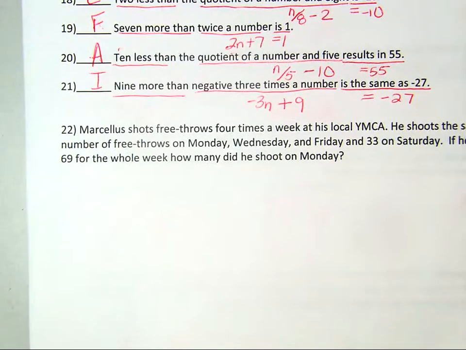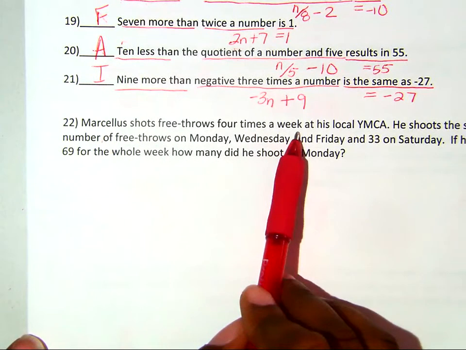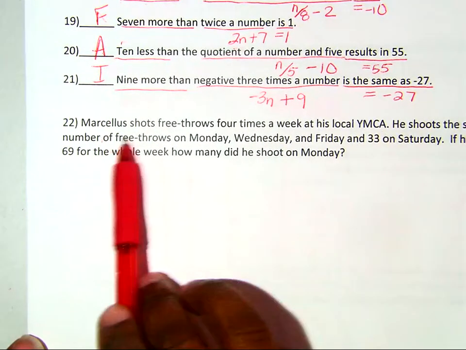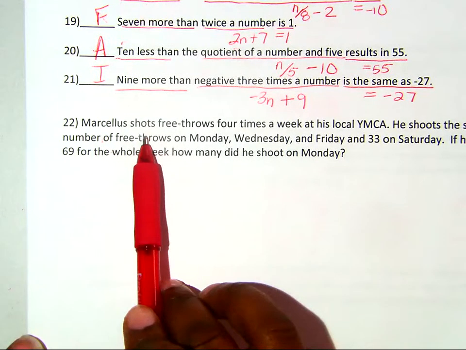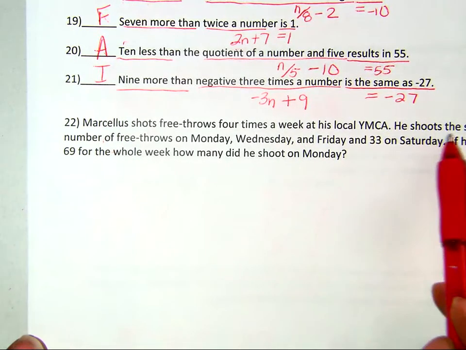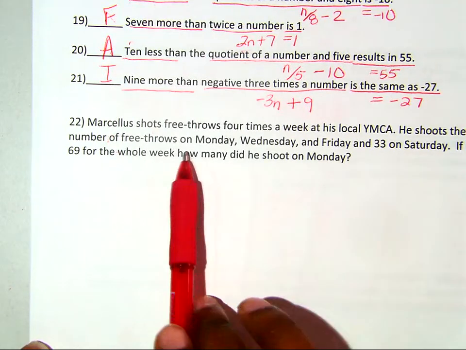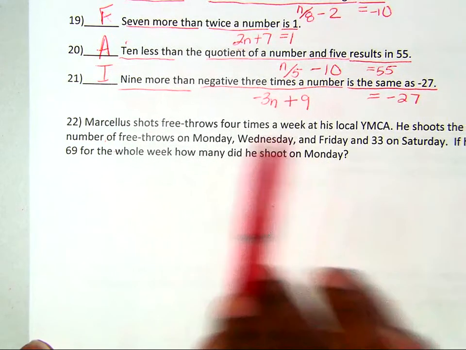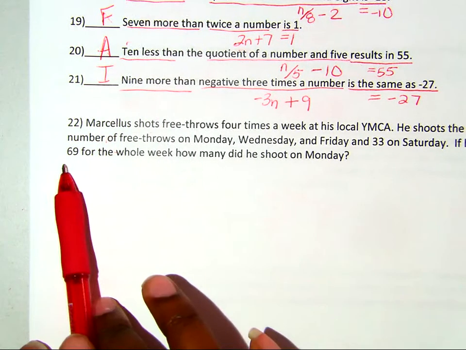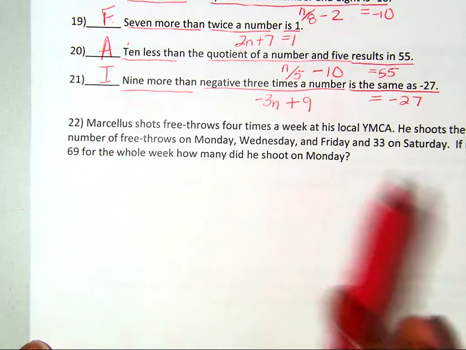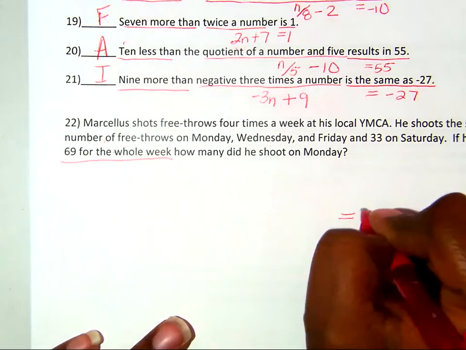Marcellus shoots free throws 4 times a week at his local YMCA. He shoots the same number of free throws on Monday, Wednesday, and Friday, and 33 on Saturday. So Monday, Wednesday, and Friday, he shoots the same amount, whatever that is, and 33 on Saturday. If he shoots 69 for the whole week, how many did he shoot on Monday? So the whole week is 69. So equals 69. Yes. Question?